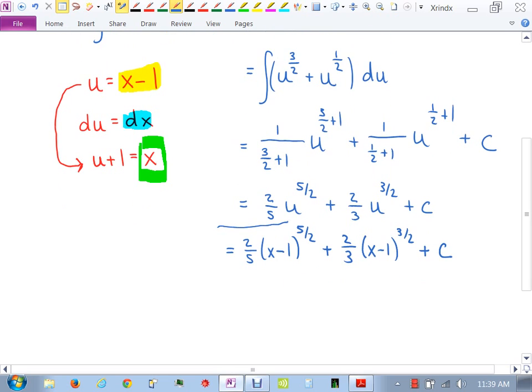That is the general antiderivative, right? But now we need to go back to the original problem, which was the definite integral, which means I need to evaluate that function right there at two different places. Any questions on this, though?